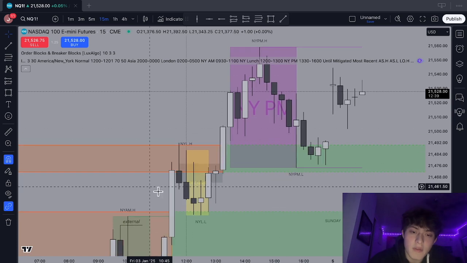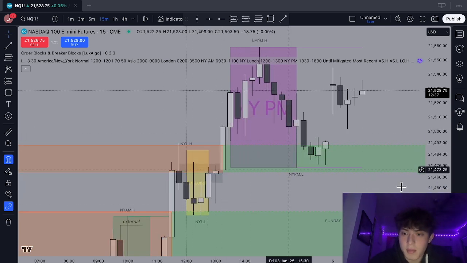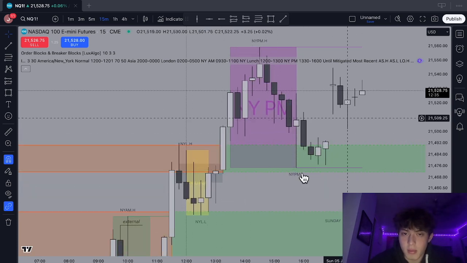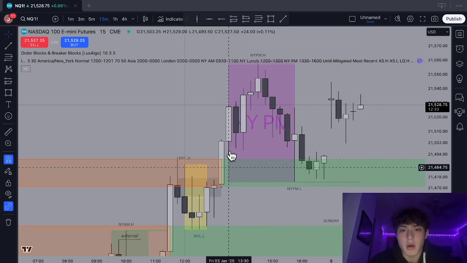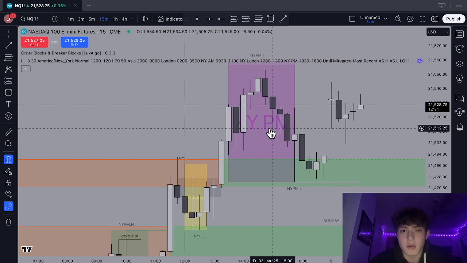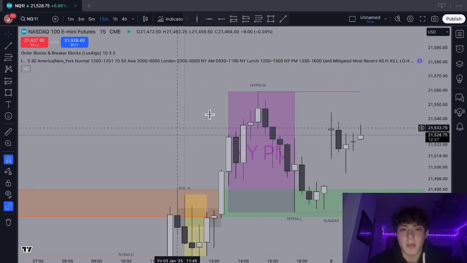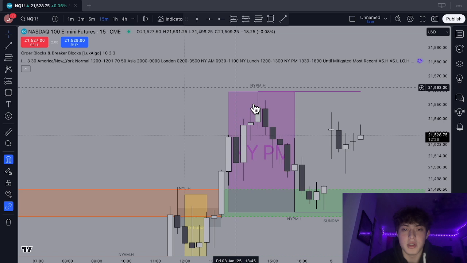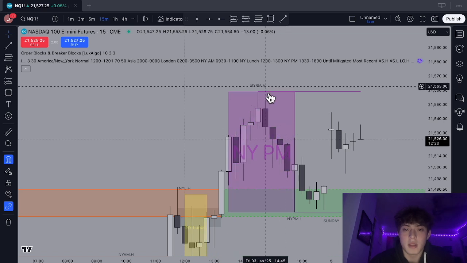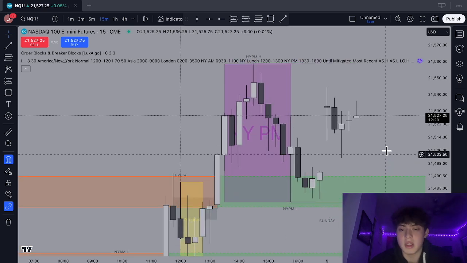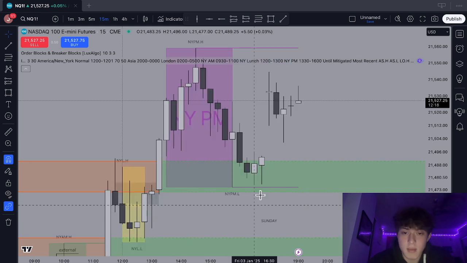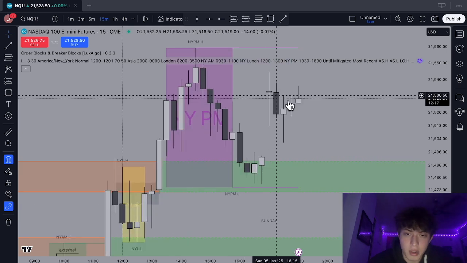So inverse this order block. See green box, green dotted box. This is now a breaker block. We go up, New York PM session. We don't trade PM, but whatever. Liquidity is probably swept here. There's probably some higher time frame FVG order block, something here. Price ends up going back down, and then we see the breaker block tapped. Boom, taps once, goes back up.